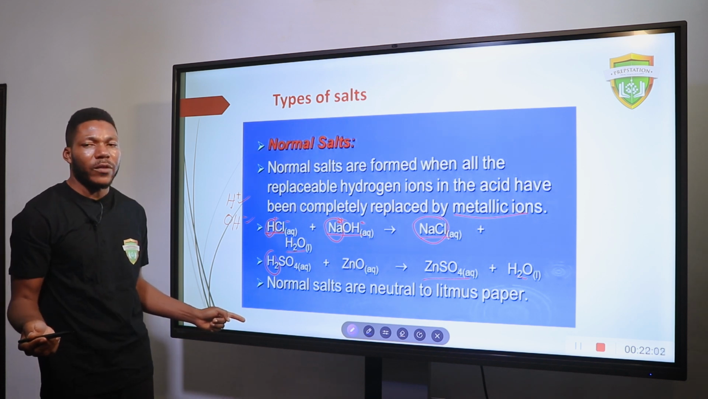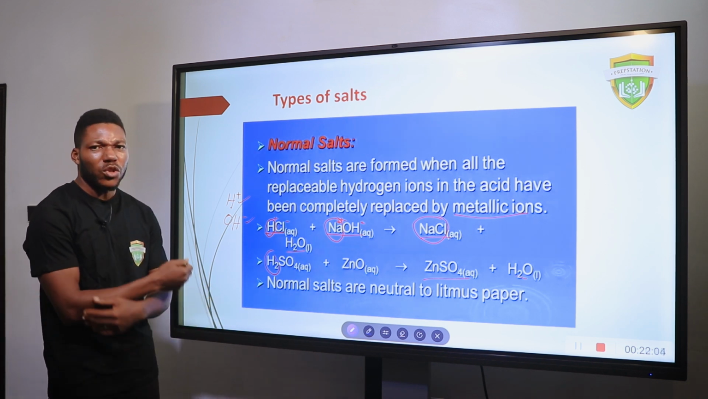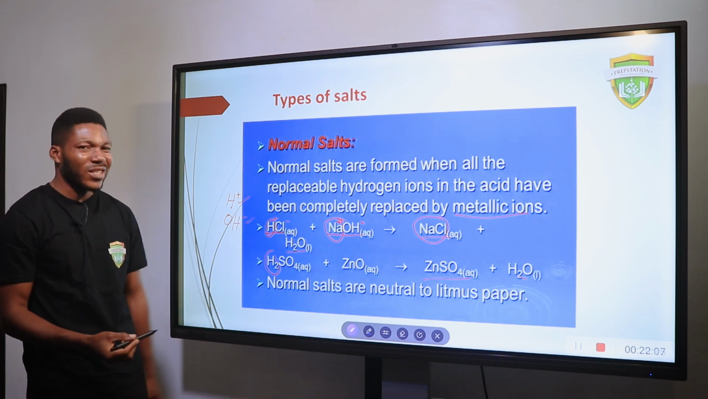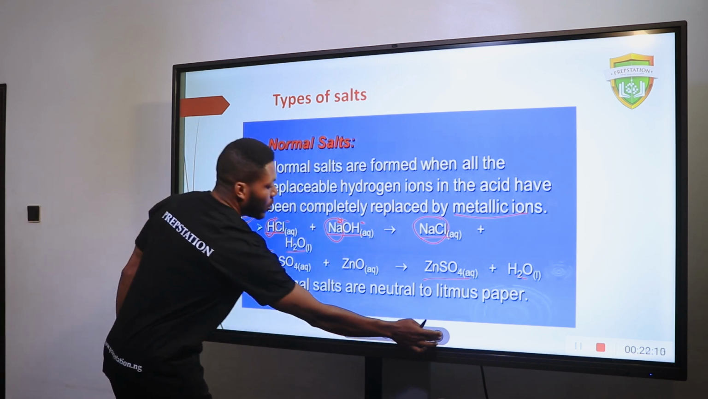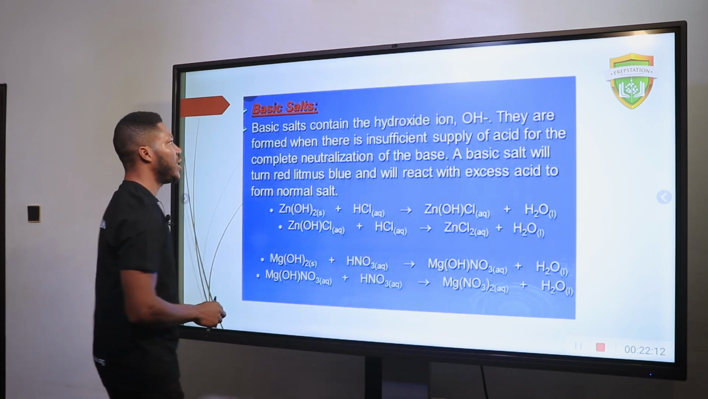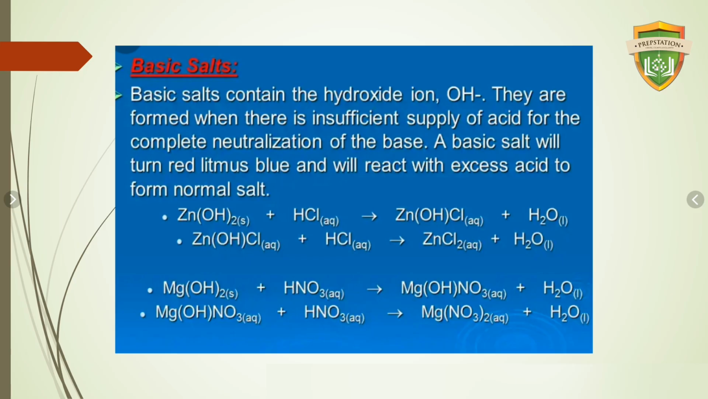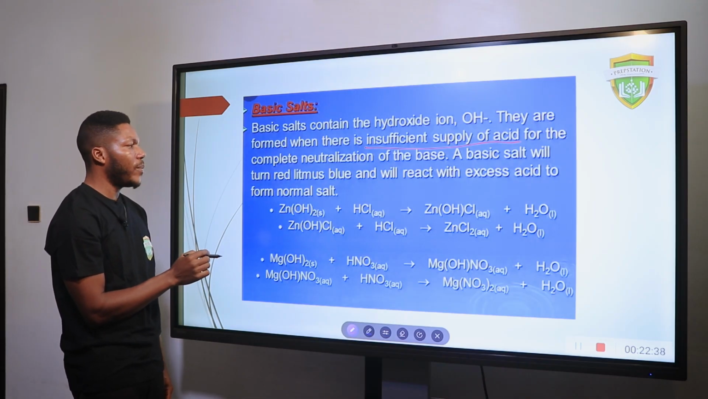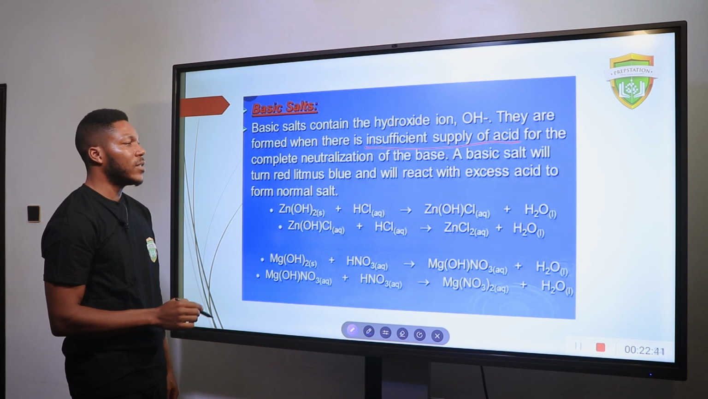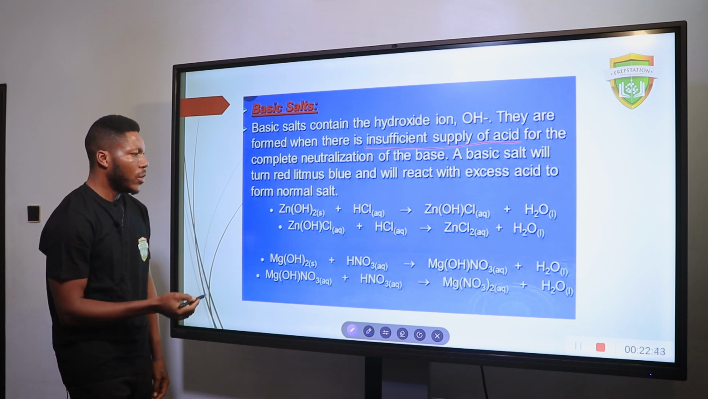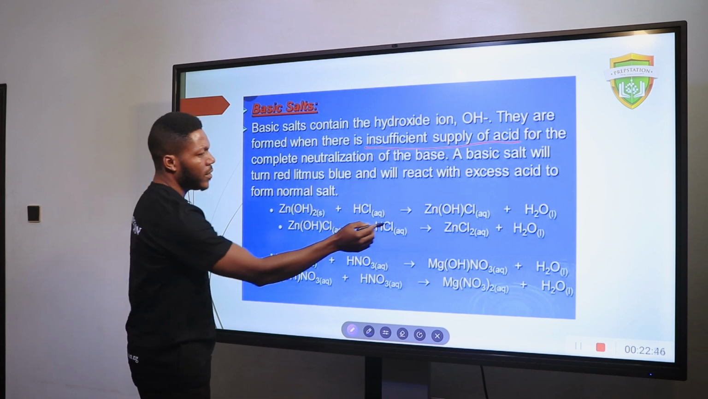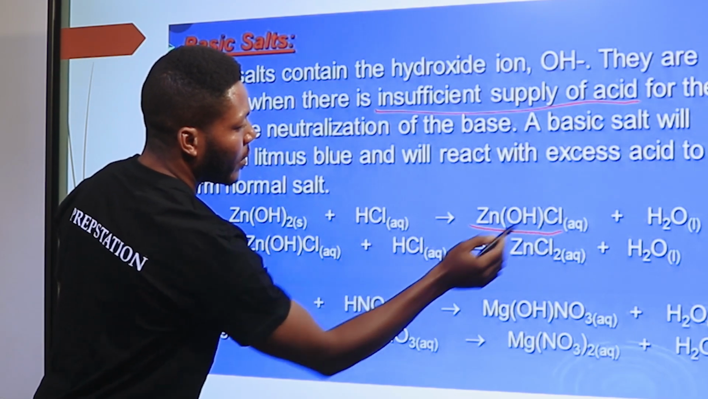Complete replacement of the hydrogen ion. Complete neutralization has taken place, and you have a normal salt. Okay, so let's look at another type of salt, which is the basic salt. Now, this salt is formed when there is insufficient supply, mark the word, insufficient supply of acid for complete neutralization. Is that okay? So a basic salt will turn red litmus paper blue and will react with excess acid to form a normal salt. So when a basic salt is formed, for example, this is zinc hydroxide chloride.